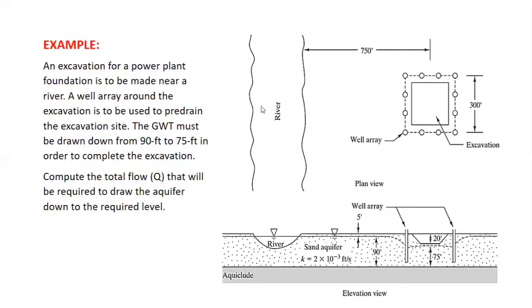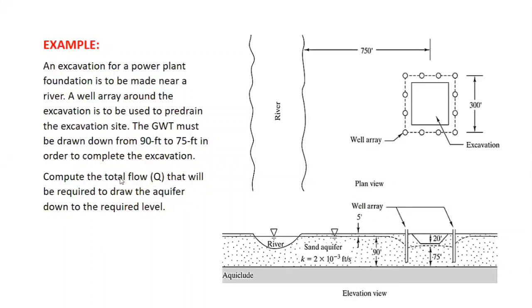Okay, so we were talking about this example. Like I was saying, the groundwater table must be drawn down from 90 feet. So from the top of the aquiclude, the initial level of water is 90, and you want to bring it down to 75. That means a groundwater table lowering of 15 feet is required. So compute the total flow that will be required to draw the aquifer down to the required level.